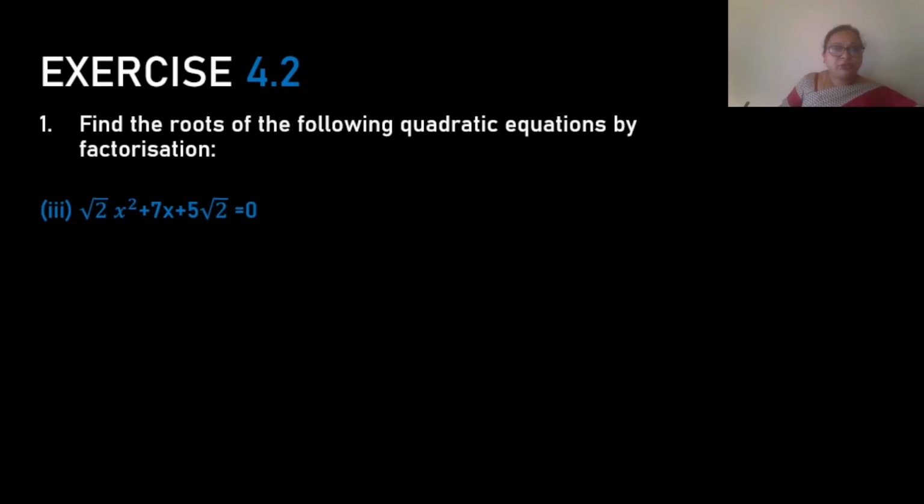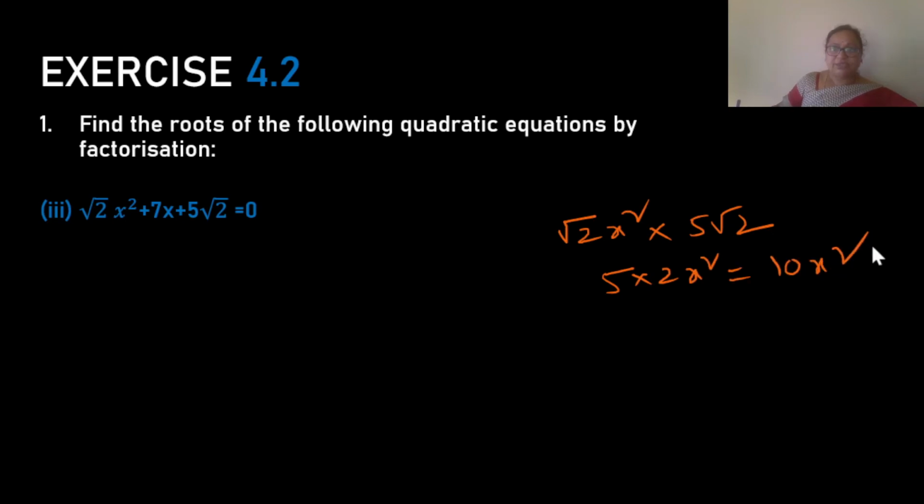Question number 3. Root 2 x square plus 7x plus 5 root 2 is equal to 0. The first step in splitting middle term is we need to find the product of first term and last term. So root 2 x square into 5 root 2. 5 into 2 x square, that is 10x square. So here middle term is 7x, so we can consider 5 and 2.